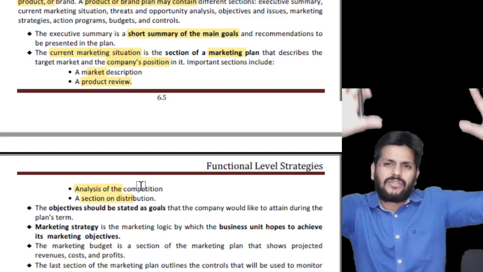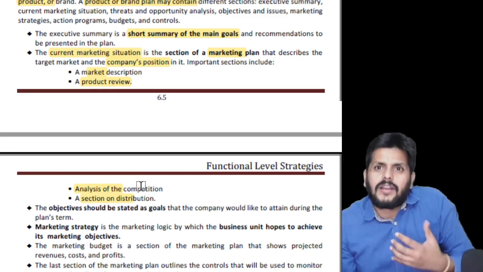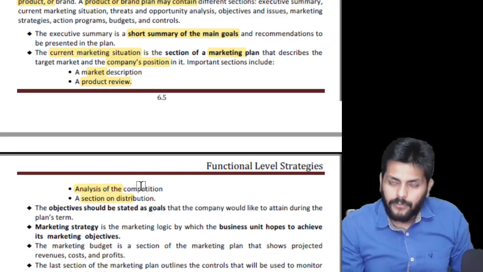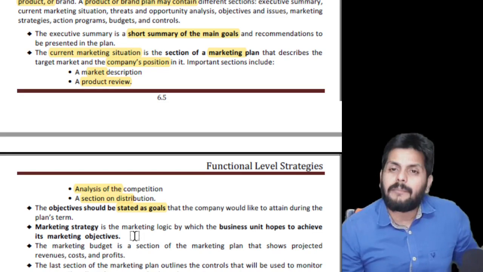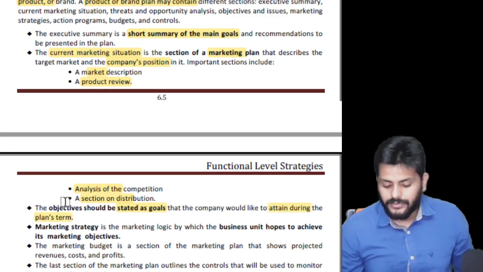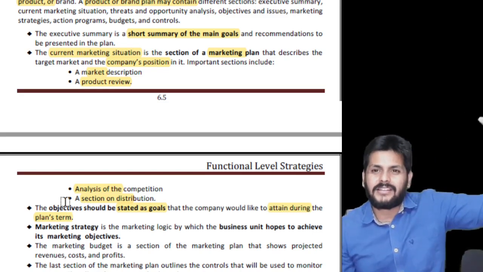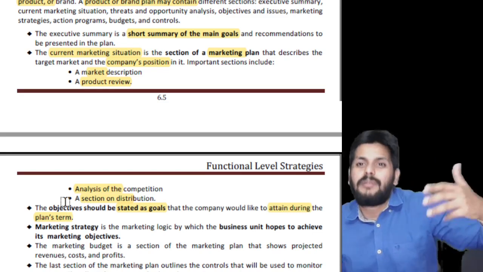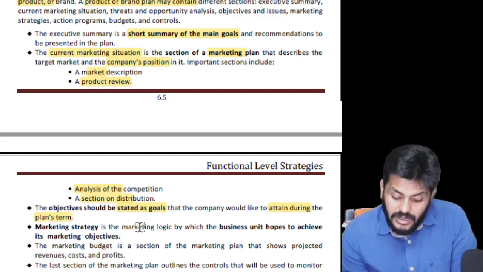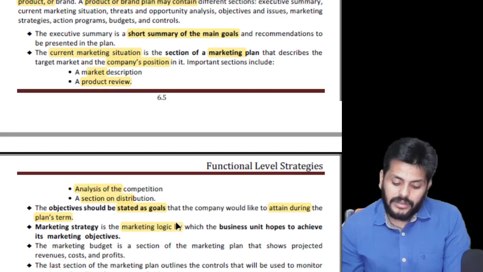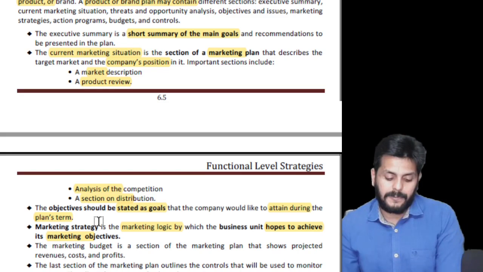First, you give an executive summary, short summary of all the main goals. Then you get down to understanding the current marketing situation. Got it? Then the objectives should be stated as goals that the company would like to attain during the plan's term. Are you understanding what is going on here? They're doing what we discussed in the first chapter, establishing a flow on how to prepare a strategy. That's all. Then marketing strategy is the marketing logic by which the business unit hopes to achieve its marketing objectives.